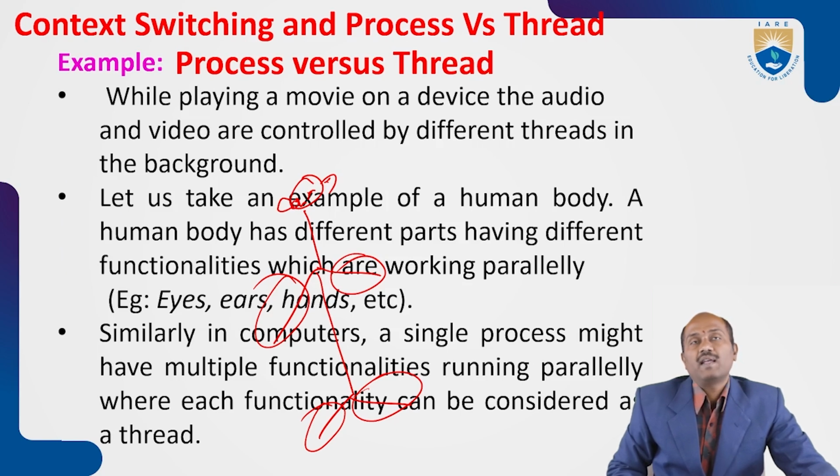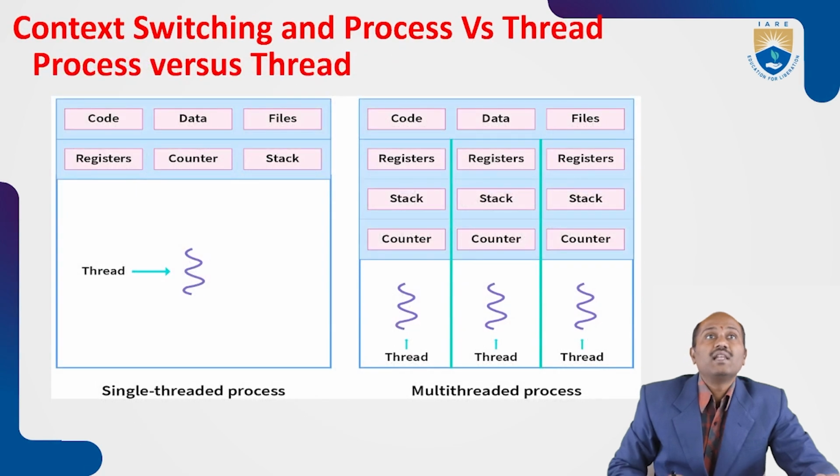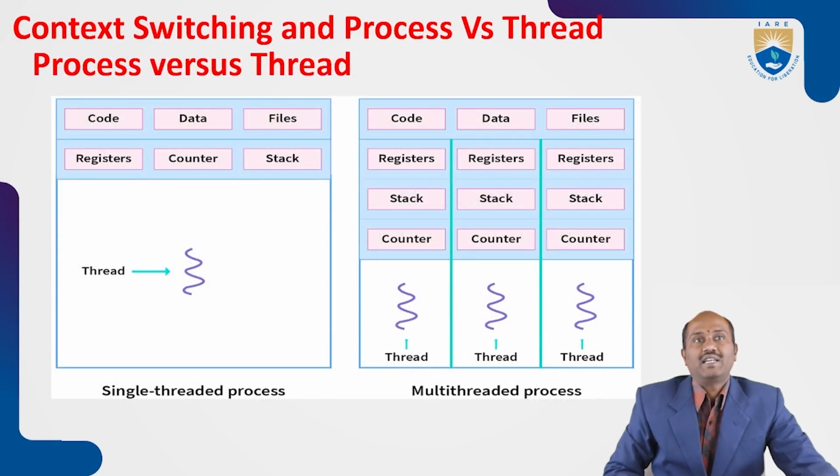As a technical example, for a movie on a device, the audio and video are controlled by different threads. Audio is a thread performing, and a collection of a number of frames are moving continuously. Then only we will see the movie. Otherwise, without audio, you can't see. So there are many threads running inside a process. Okay. Then mainly the process versus thread.